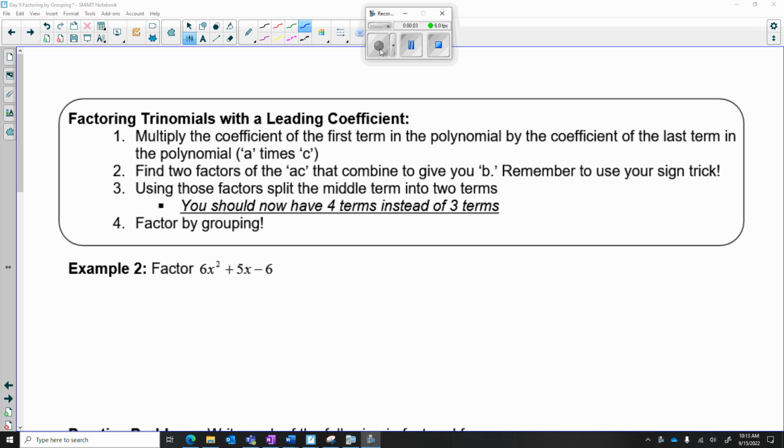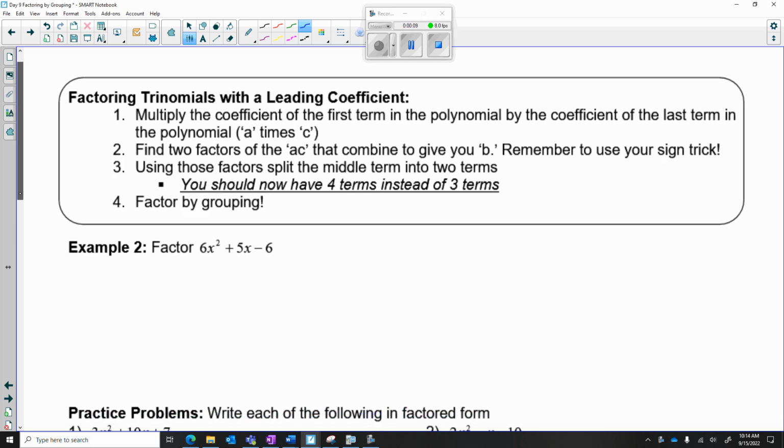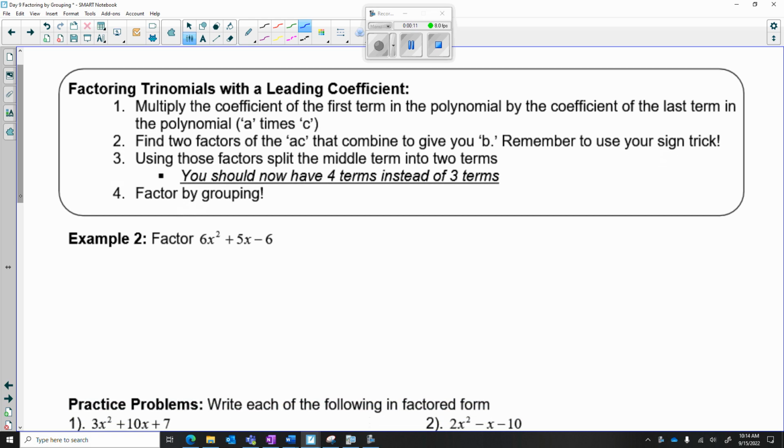Hi all, this is going to be our video for factoring trinomials with a leading coefficient. And this will be a bonus on our quiz, so make sure to check it out. So on our notes today, we did not get up past this, which was factoring trinomials with a leading coefficient.